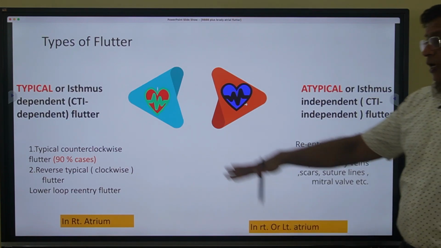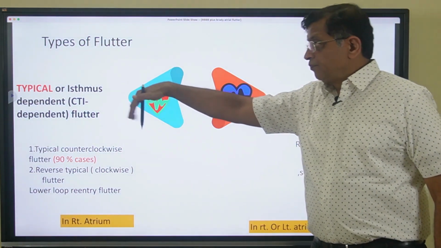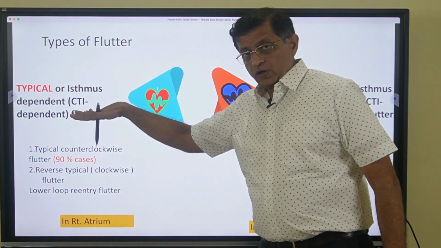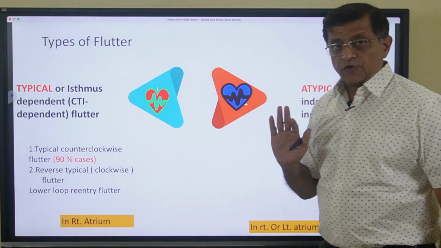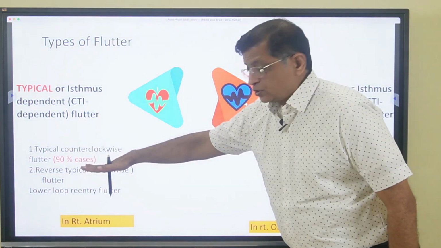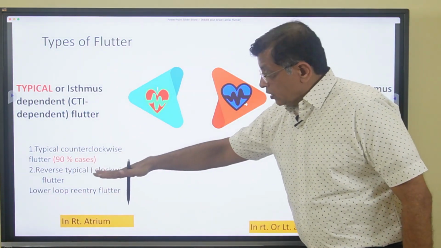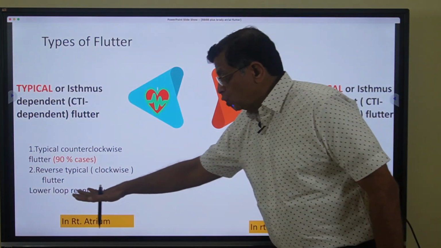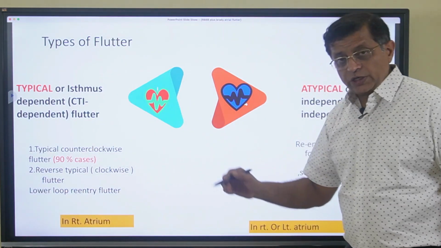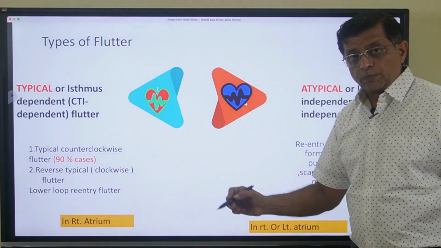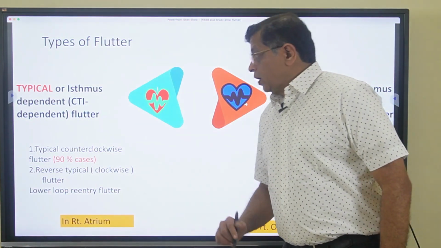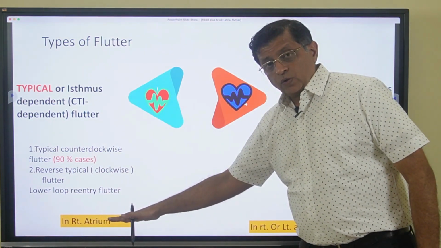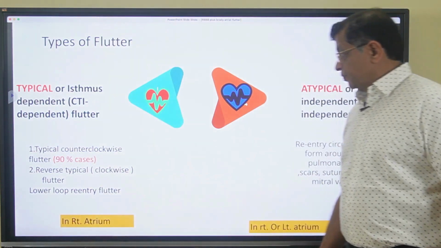So that brings us to types of flutter. We have already discussed, there are two types. This is the typical flutter, which is CTI dependent. In CTI dependent flutters, the most common is the counterclockwise flutter. Second is reverse or clockwise flutter, and last is lower loop reentry flutter, which is also CTI dependent, but it only happens in the lower part of the right atrium. Naturally, these typical flutters will always originate from the right atrium.